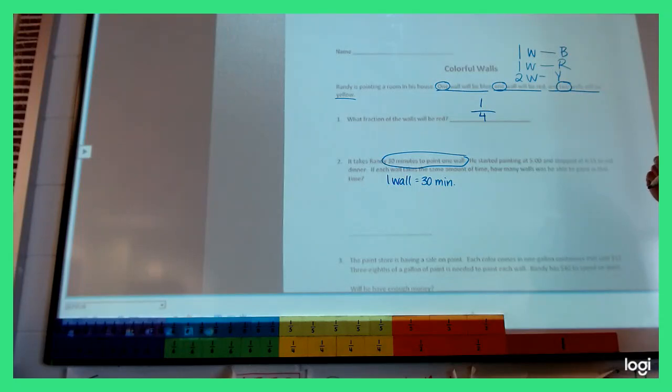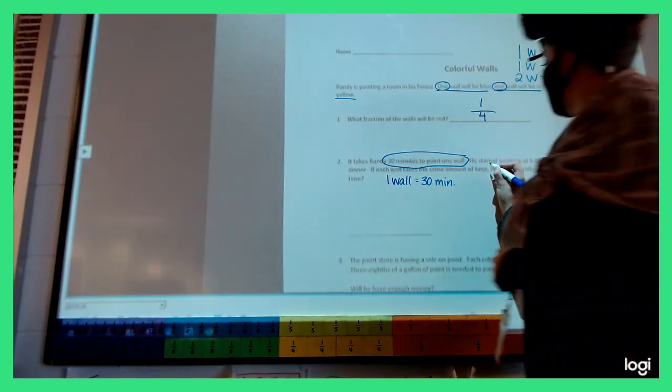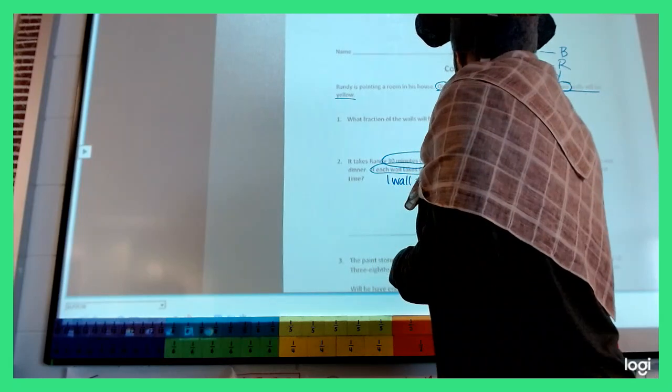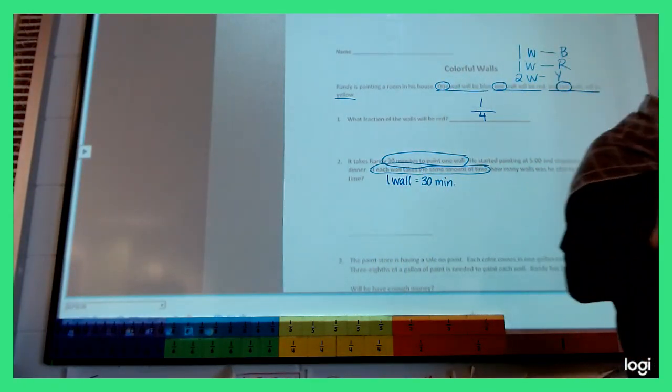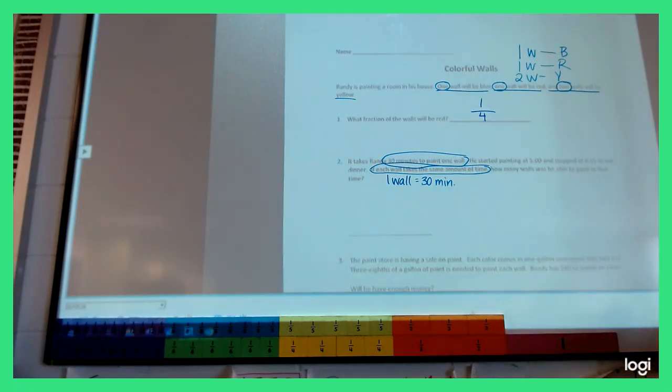Each one takes the same amount of time. Okay? So it doesn't matter which wall. Every wall takes 30 minutes to paint. What else is important? Because we're missing one important bit of information here.